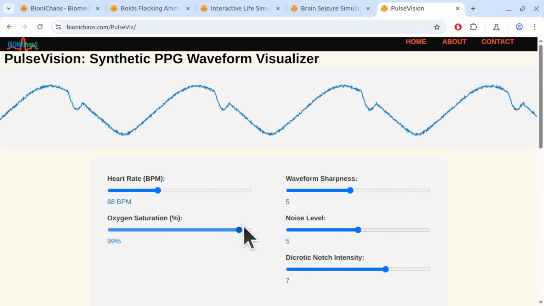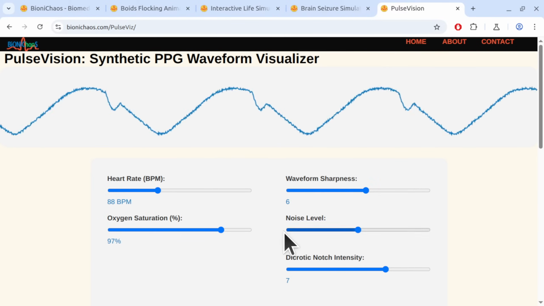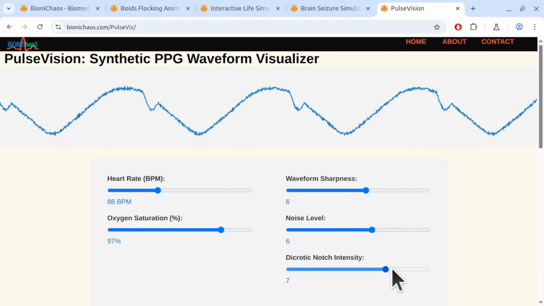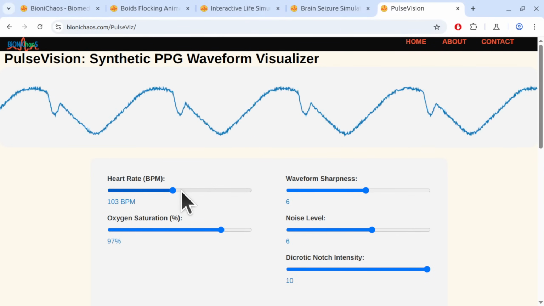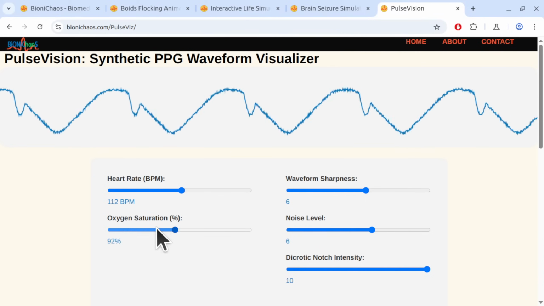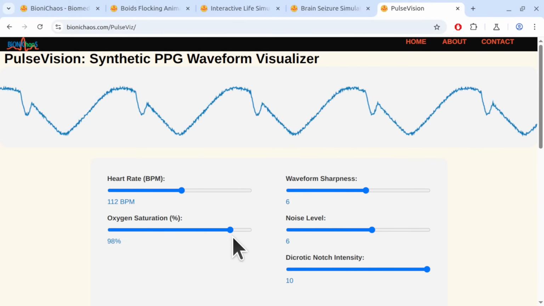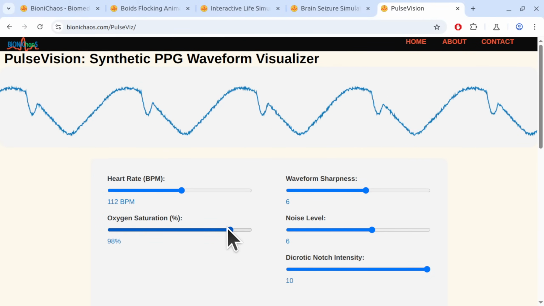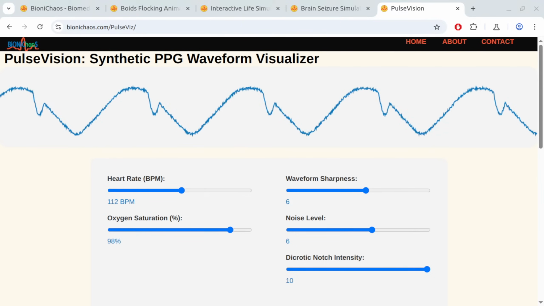There are these sliders you see. For example, the heart rate slider, BPM, beats per minute. You slide it up, the waves on the screen get closer together, faster. Slide it down, they spread out, slower. You literally see the heart rate change. Okay, that makes sense. What about other things like oxygen levels? Yep, there's an oxygen saturation slider too. This one changes the amplitude, basically the height of the waveform. So higher oxygen might show up as a taller, stronger looking pulse wave. Lower oxygen, the wave gets smaller, less pronounced. It gives you a visual feel for it.